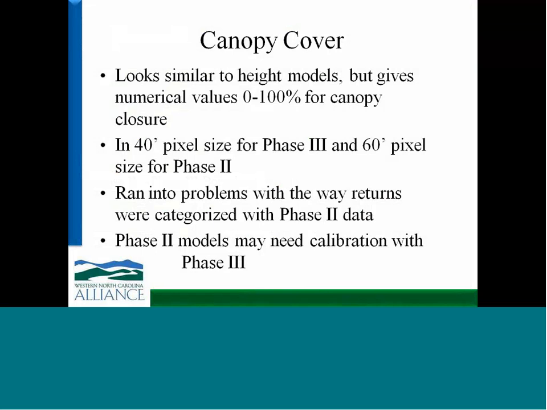So canopy cover is similar to the height models, but gives numerical values from 0 to 100%. It's in 40-foot pixel size for Phase 3 and 60-foot pixel size for Phase 2. Rule of thumb for pixel size on canopy cover is that you want it to be about the size of the crown area of a canopy tree. And I think I got it about right at 40 foot for Phase 3. It's okay if it's larger, but you don't want it to be smaller than the crown of a tree, because you'll end up with probably inflated cover values.